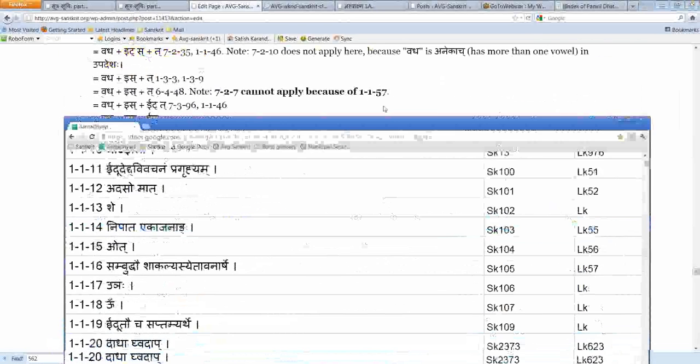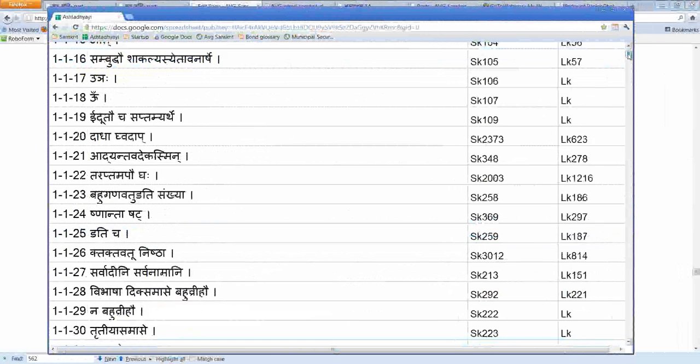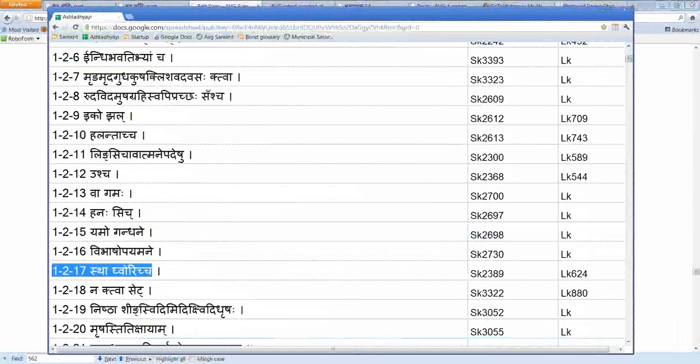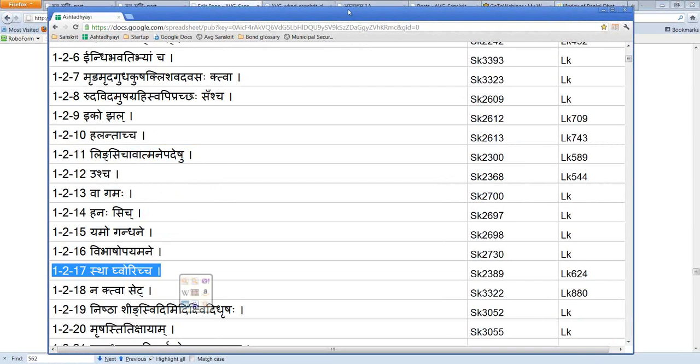Anuvritti of Lingsicha Atmanepadeshu. From the Anuvritti, Atmanepadeshu is coming down. From here, Atmanepadeshu is coming down. So this Sthagvo Ho Icha is for Atmanepadeshu. Because both these sutras, 2477 as well as 1 to 17, talk about Stha and the Bhusanyaka Dhatavaha. But 2417 is when Parasyapadeshu, and 1 to 17 is Atmanepadeshu.